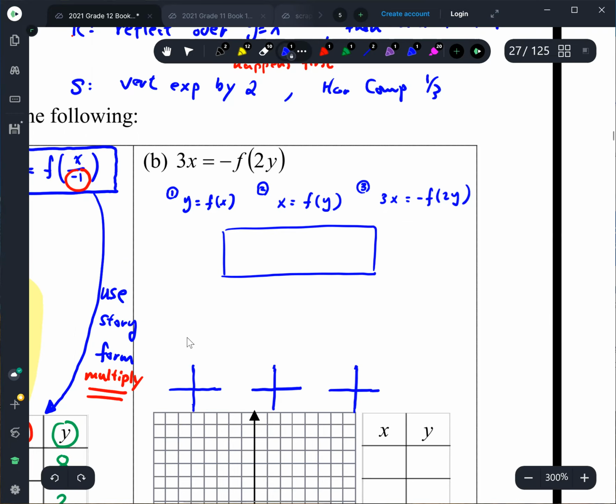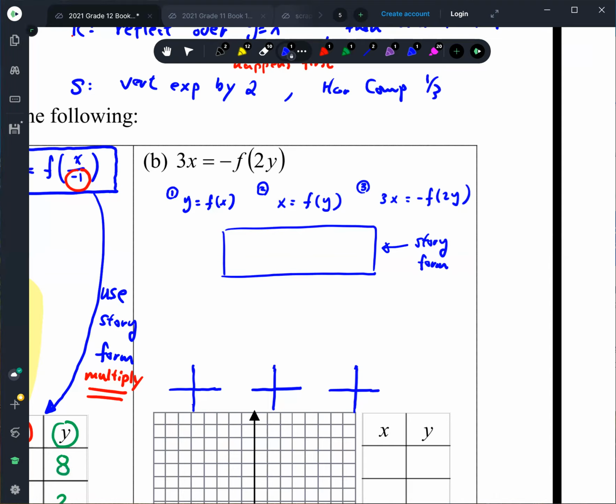Okay, raise your hand when you have the inverse, not the inverse, the story form. Remember, story form is the term I made up. At school you will never hear about the story form. At school they expect you to not touch anything, just look at that question and write down the restriction, the reflection, expansion, compression.